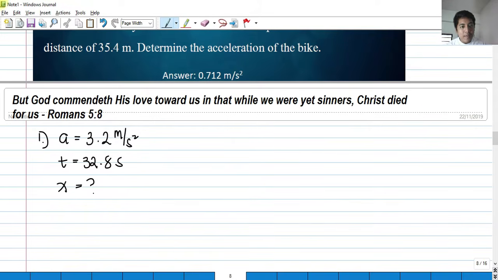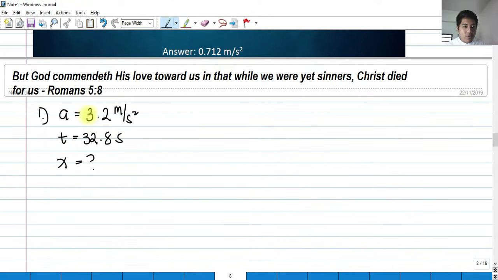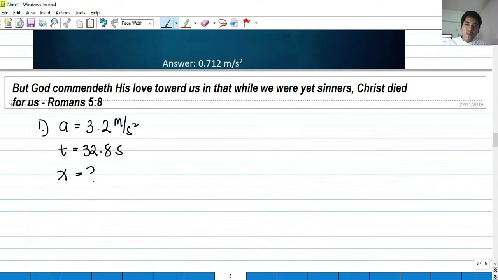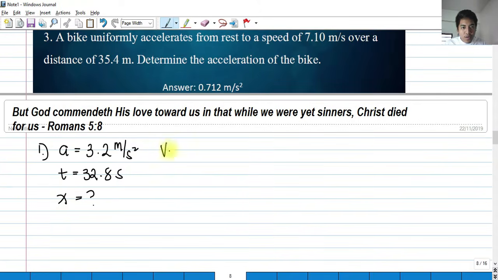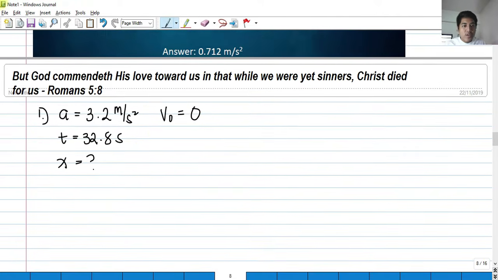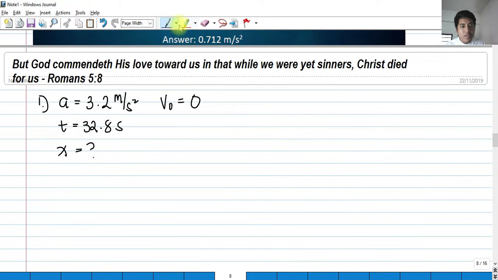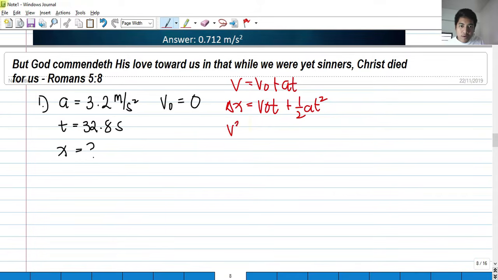We know the acceleration, we know the time, and we are to find the x. But if you really analyze the problem, the airplane starts at rest before it finally lifts off the ground. So the initial velocity, even though it's not stated in the problem, should be taken into account as equal to 0. Let me rewrite the formulas again so that you won't be lost. This is our first, this is our second, and this is our third formula.